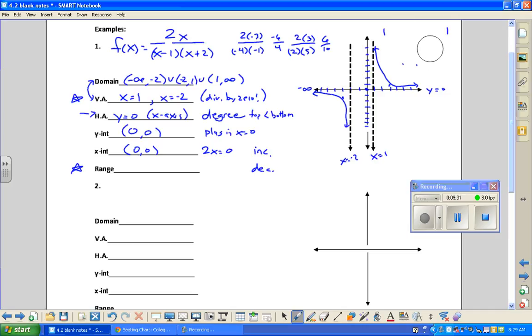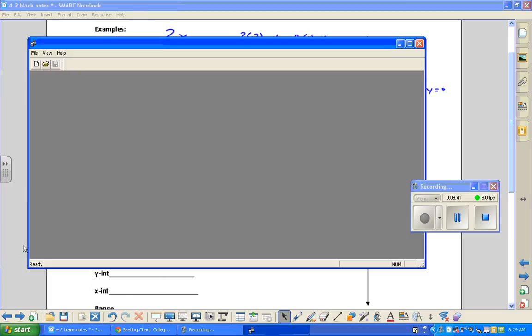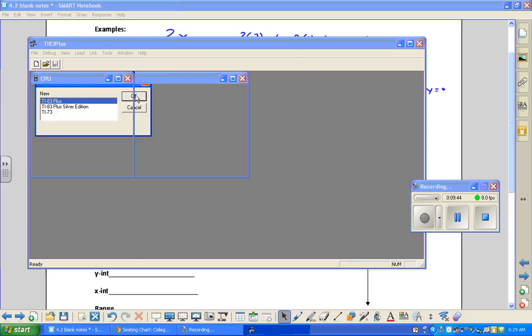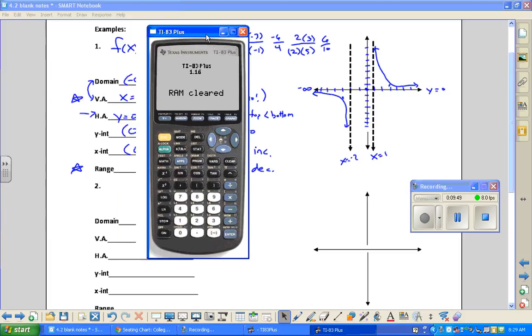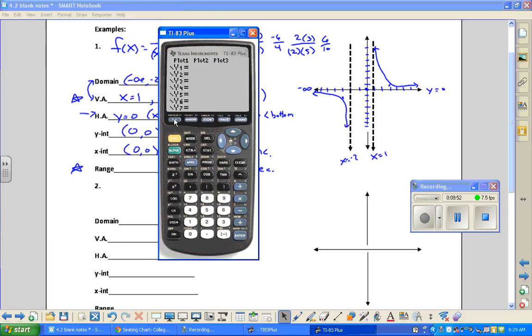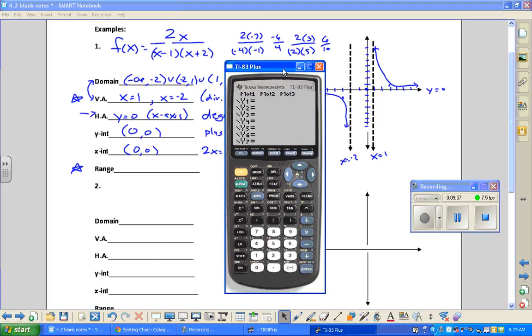Now at this point, you might get tired of plugging in your points, and so one thing you can do is use your graphing calculator as your friend. Your graphing calculator is pretty useful because, one, it will tell you what it's supposed to look like from the start if you type it in correctly. But you can also use it to evaluate several things. So I'm going to type 2x divided by, and I want to make sure I get this all in parentheses, x minus 1 times x plus 2.